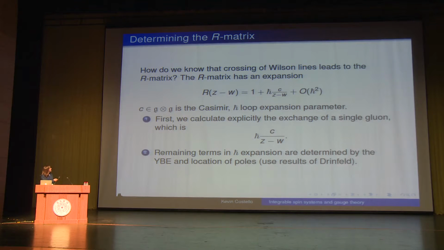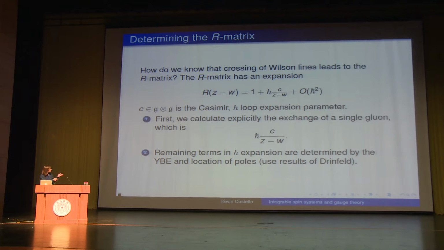So what I'd like to explain next is how do we know that the R matrix we get from the crossing of Wilson lines really is the R matrix of the XXX model? Well, to do this, you notice that the R matrix of the XXX model has an expansion in terms of a parameter, which will be the loop expansion parameter of the gauge theory. And the leading term is just the Casimir of my Lie algebra divided by Z minus W. And then there's higher terms. And some results of Drinfeld tell us that this property, together with the Yang-Baxter equation, fixes this R matrix uniquely. It's a very rigid object.